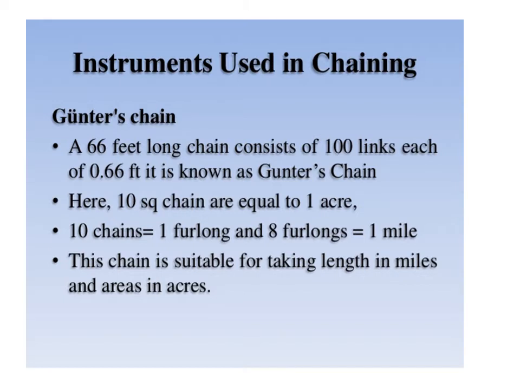Then instruments used in chaining. First is Gunter's chain. It is 66 feet long and it consists of 100 links. Therefore, 1 link equals 0.66 feet. 10 square chains are equal to 1 acre, 10 chains equal 1 furlong, and 8 furlongs equal 1 mile. This chain is suitable for taking length in miles and areas in acres.